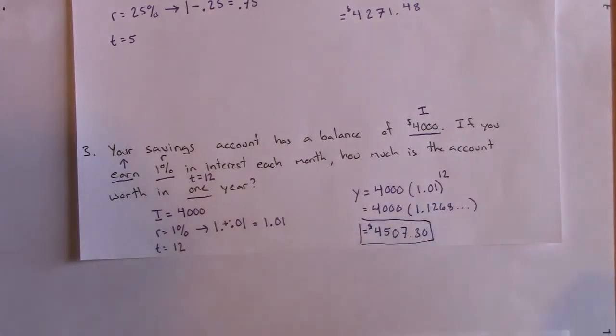Okay? The key takeaway, read carefully. Don't assume that the first number is always your initial amount. Don't assume that the last number is always your time. Look at the context, think through the whole problem, and think critically. Okay?